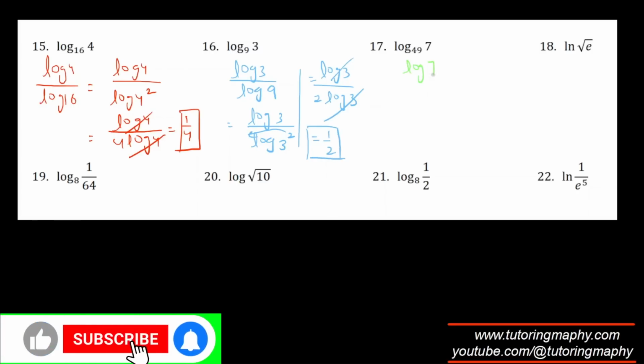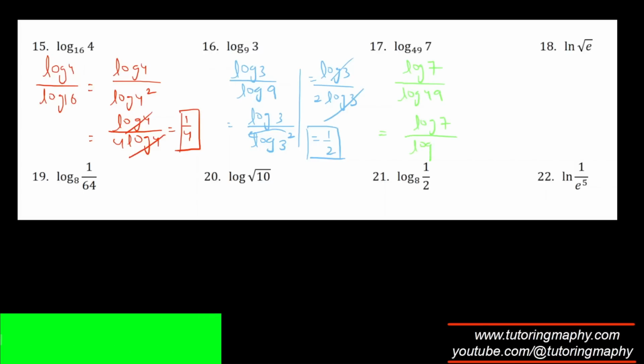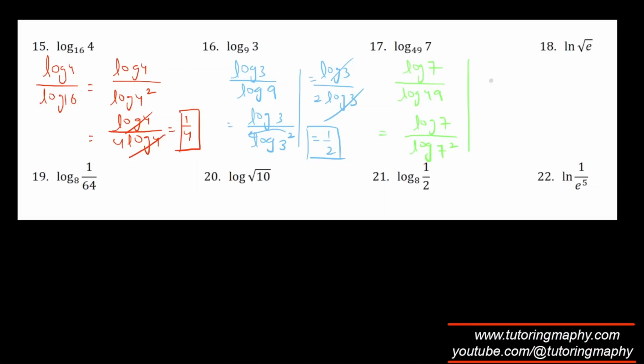Again, change of base, log of 7 over log of 49 will be equal to log of 7 over log of 7 squared, since 49 is 7 squared. This is going to look like log of 7 over 2 log of 7. These two are gone. I'm just left with 1 over 2.